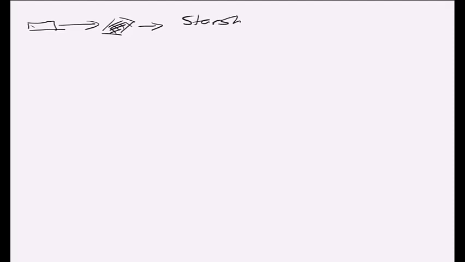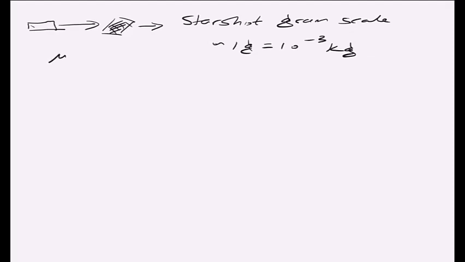So Starshot was a gram scale probe, meaning that it was to have a total mass of order 1 gram, which is 10 to the minus 3 kilograms. And we're going to assume a moderate reflectivity of mu equals 0.7.